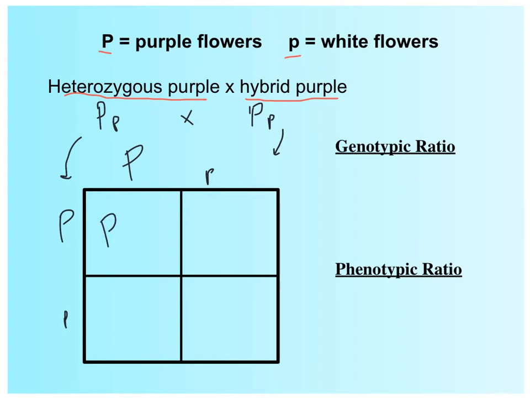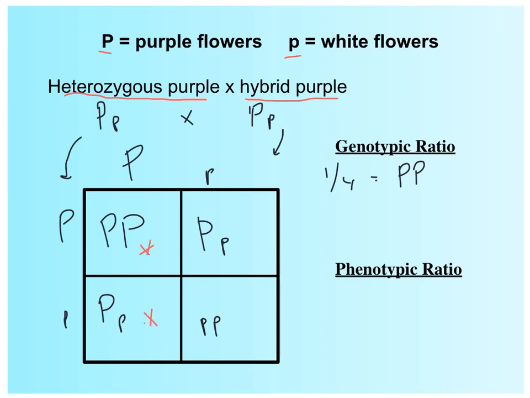This one's going to be big, big. This one's going to be big from the left, little guy from the top. This guy's going to be big from the top, little guy from the left. And this guy's going to be little, little. Now the same thing like usual. Genotypic ratio. How many of the 4 are big P, big P, homozygous dominant? I see 1 out of 4. So 1 out of 4 will have the genotype of big P, big P, or homozygous dominant.